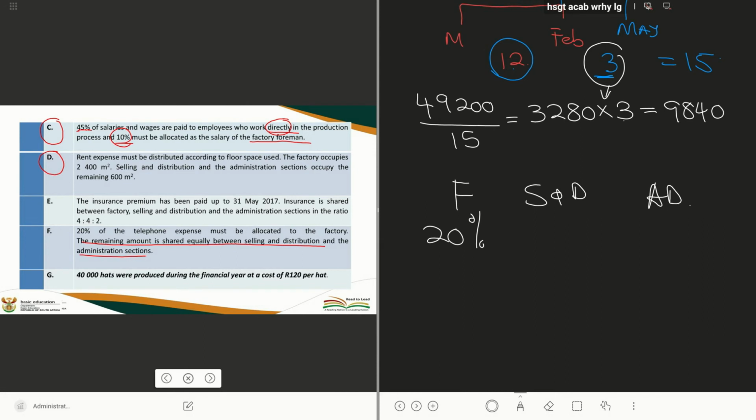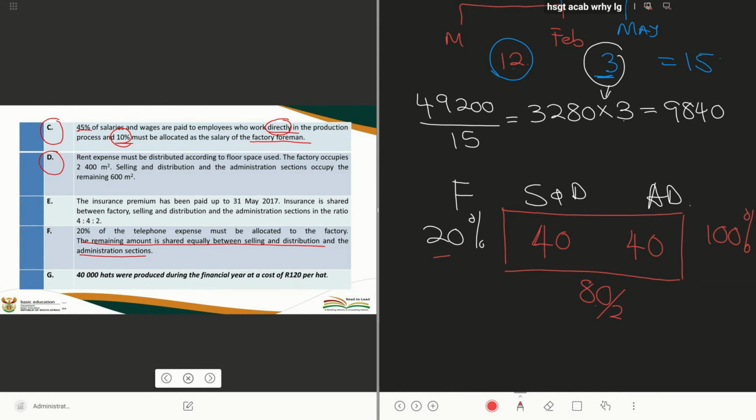So if we have 20%, that means these remaining 2 departments, whatever they share, when we add the 20, it must give us 100 here. Meaning 100 minus 20. That means selling and distribution is going to get 100 minus 20 gives you 80. And they're sharing it equally. That means this department is going to get 40. That is going to get 40. All right? 20, 40, 40.